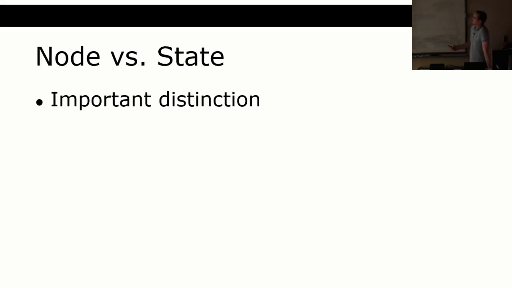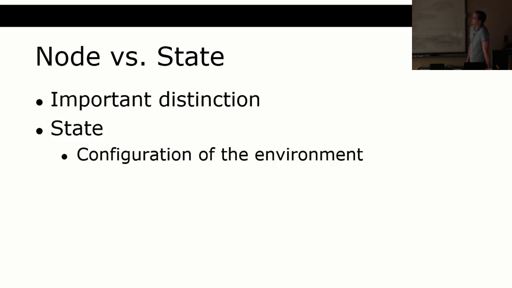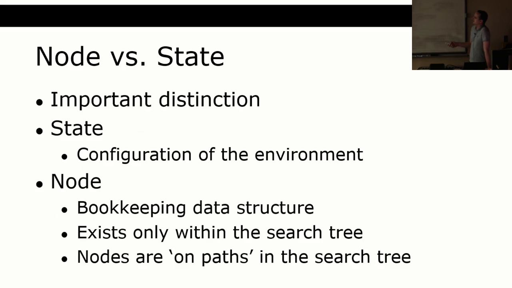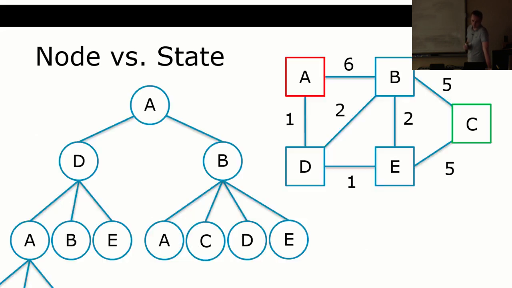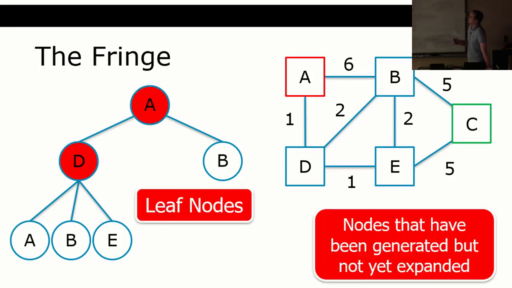So again, node versus state, really important distinction. A state is a configuration of the environment, and a node is a bookkeeping data structure that lives in a search tree, and the nodes represent paths to that particular state that you're representing. So again, states, nodes. The next concept is called the fringe.